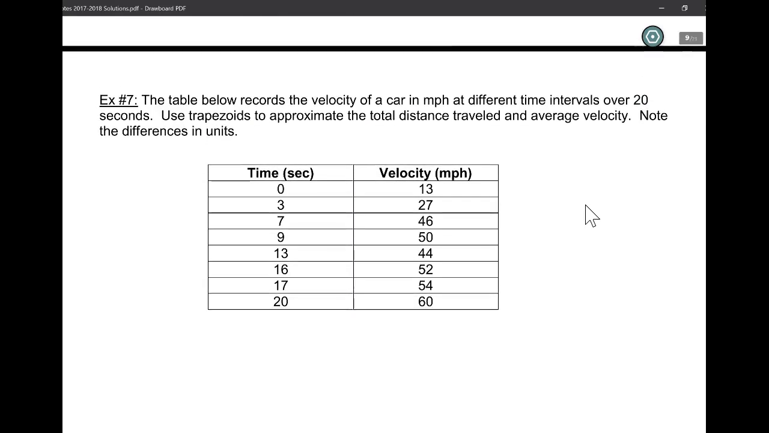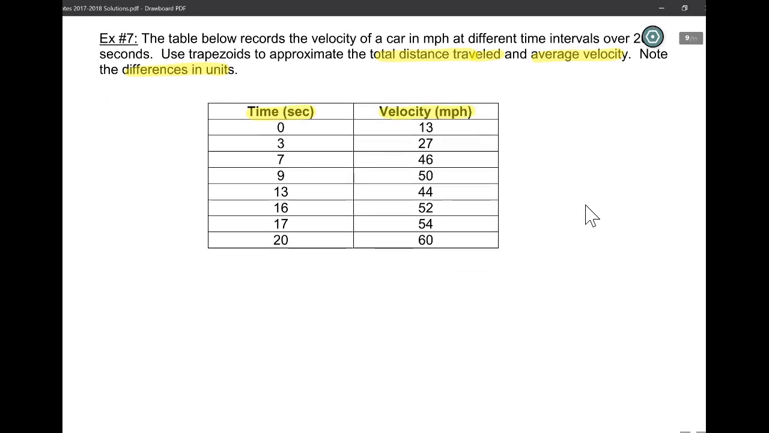Okay, example 7. The table below records the velocity of a car in miles per hour at different time intervals over 20 seconds. Use trapezoids to approximate the total distance traveled and the average velocity. Okay, so total distance traveled and average velocity. Again, there's differences in the units. This one's time in seconds. This is velocity in miles per hour. So we had one with the rectangular approximation method in the last notes like this. So let's start with our trapezoidal approximation.